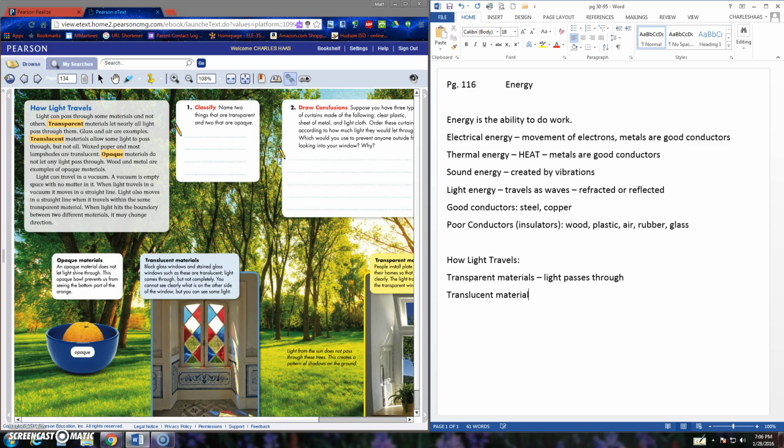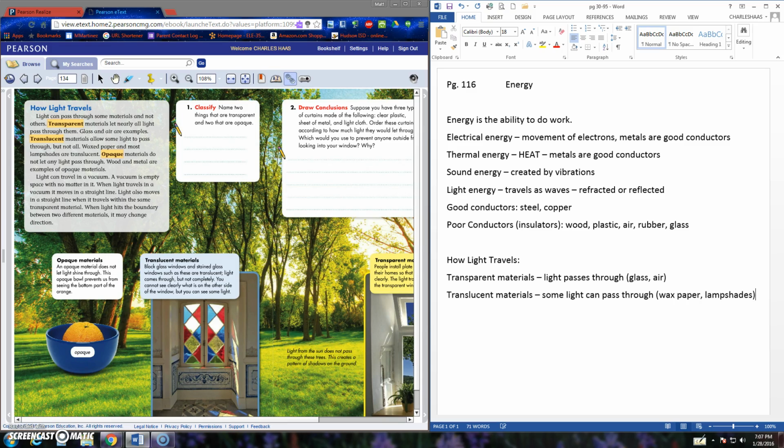Translucent materials. Glass and air are examples of transparent. Almost all light goes through glass. Almost all light goes through air. Those are transparent. Translucent, on the other hand, these materials allow some light to pass through, but not all, such as wax paper, and most lampshades are translucent. So some light can pass through. Wax paper is an example of this one.